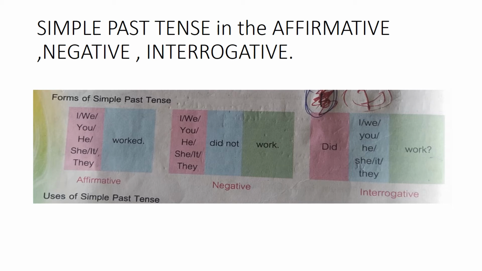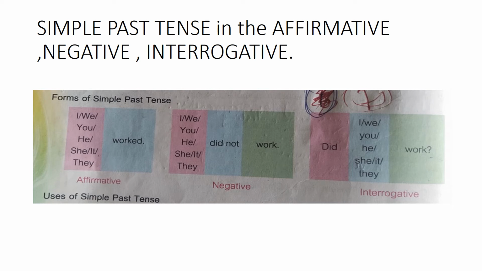Let's make some sentences in the affirmative. You worked hard the entire day. She ate some rice and vegetables. In the negative, if the subject is I, you, we, he, she, it, they, we use didn't plus present tense.